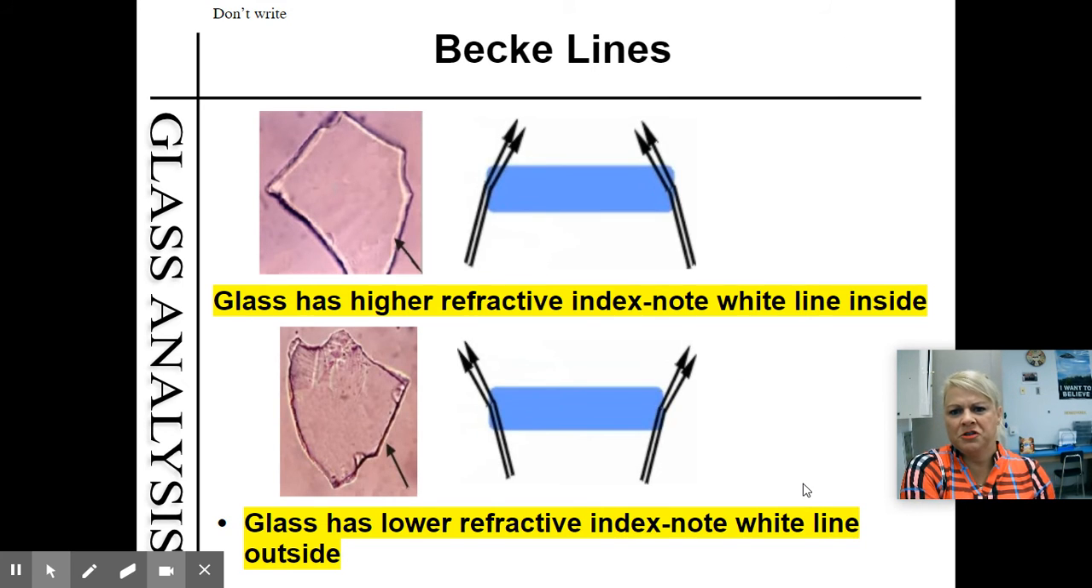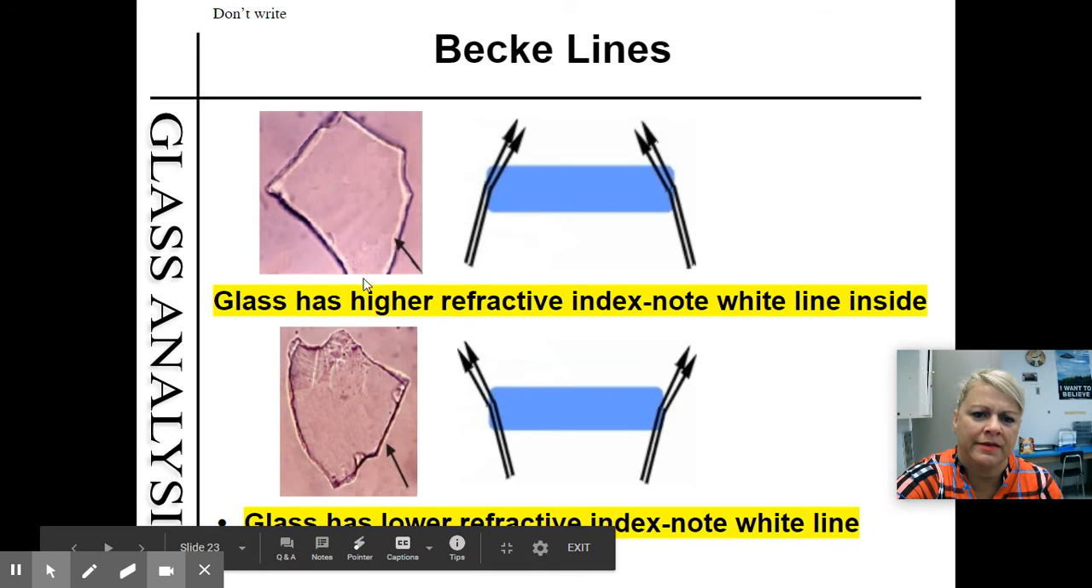Okay, so what you do need to know is glass has a higher refractive index when it has a white line on the inside of the piece. It has a lower refractive index if there is no white line. And as you can see, there's a white line that goes on the outside here. Here, there is not.